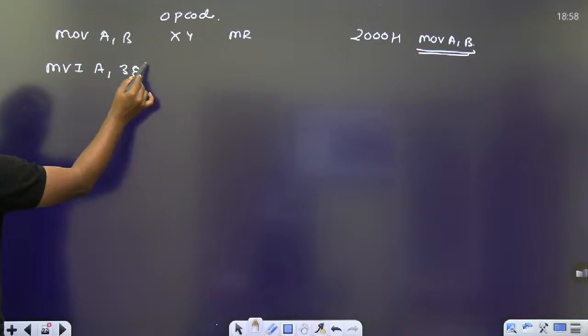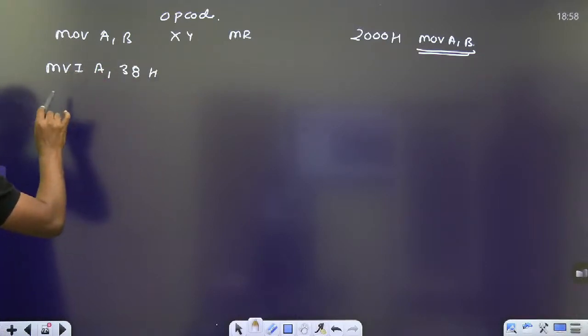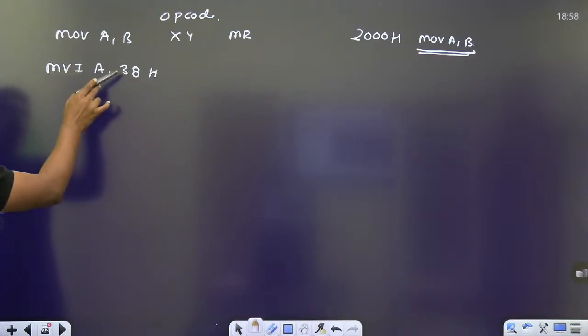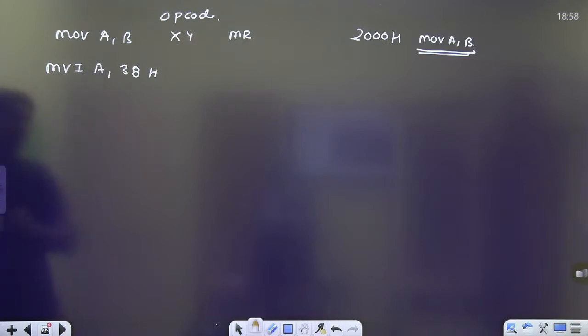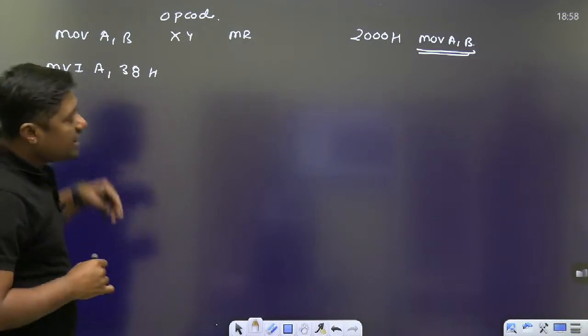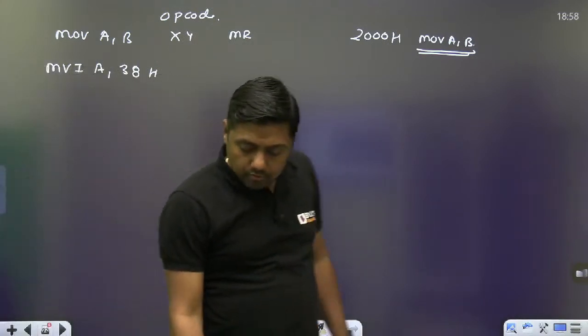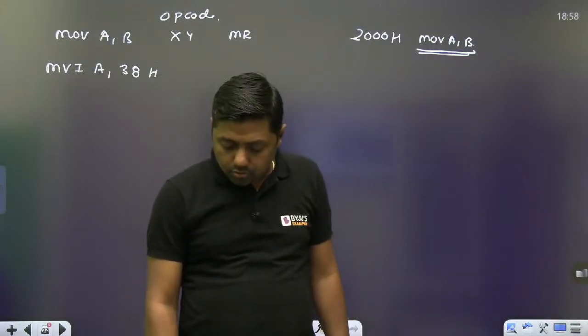Then second, when I am writing MVI A, 38H, what is the meaning of this? You have to store the 38 immediately in the accumulator. First of all, MVI A, so that is the opcode.